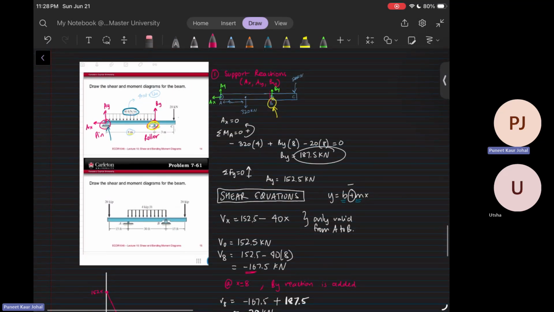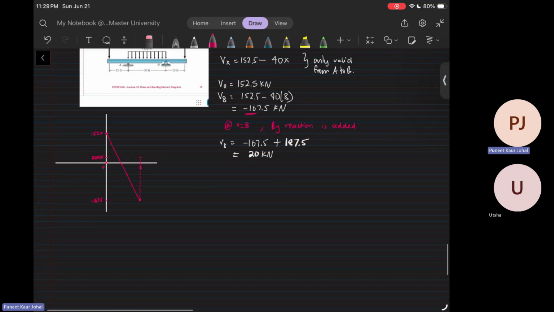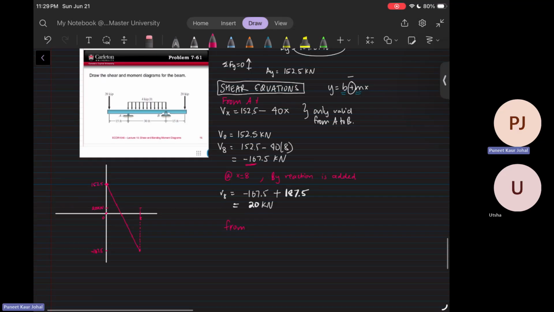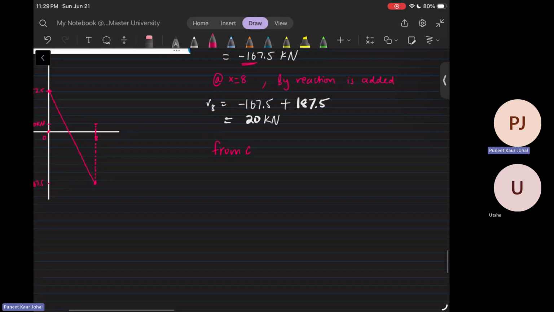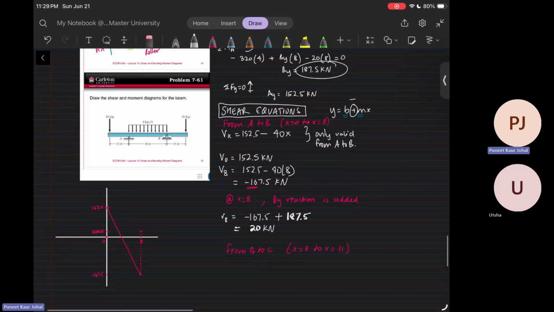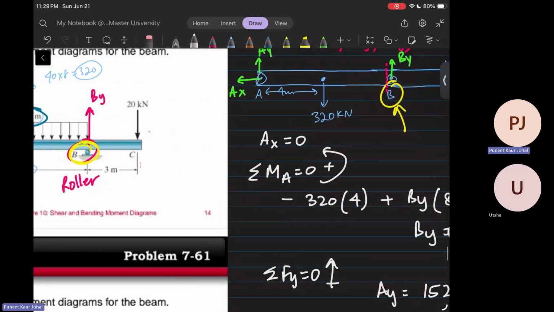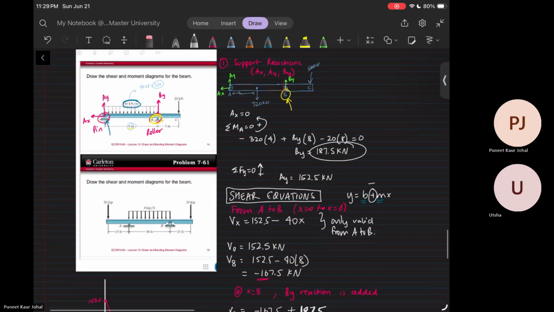Now we will think what happens between B and C, which is from 8 to 11. This one was from A to B, so X equals 0 to X equals 8. Here from B to C, which is from X equals 8 to X equals 11, if I look at this diagram, there's absolutely no loading between B and C. Because there's no loading, there's no slope.